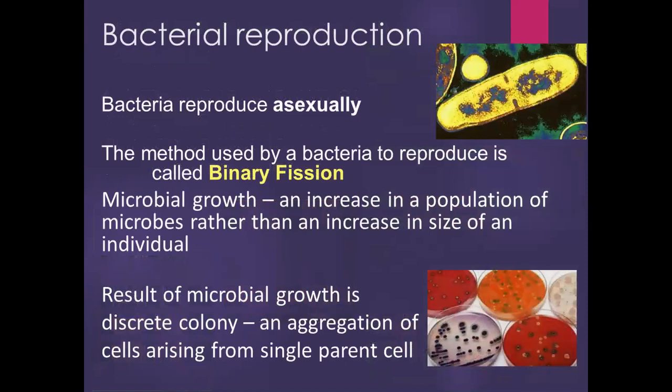And what is the aim of bacterial metabolism? Of course, it's bacterial growth and reproduction. Bacteria reproduce themselves only asexually by binary fission. Microbial growth is not about the growth of one bacterial cell. It means the increase of population of microbes. And the result of microbial growth is the colonies, the aggregation of bacterial cells, which we can observe in solid nutrition medium.